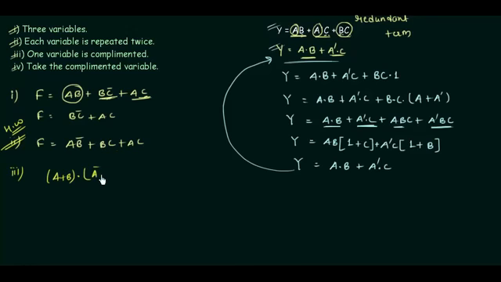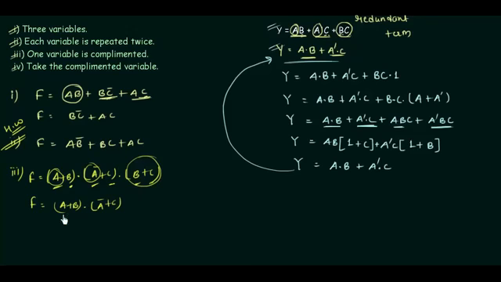A or b, and a complement or c, and b or c. In this again we have to check for the three variables. We have three variables A, B and C. Each variable is repeated twice. A is repeated twice, B is repeated twice and C is repeated twice. One variable is complemented. Yes, A is complemented, and finally we have to take the complemented variable. So if this is function f, we have A or B, I'm taking the complemented variable, that is A, and A complement or C, and this one is omitted because in this there is no A.